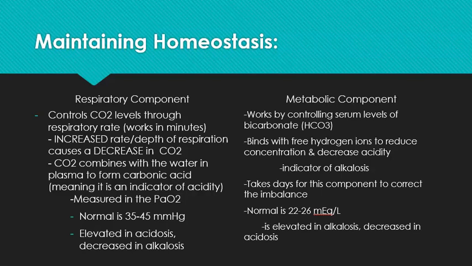The normal range for this is 22 to 26 milliequivalents per liter. So you'll see it elevated in alkalosis and decreased in acidosis. So below 22 will indicate acidosis and above 26 will indicate alkalosis.